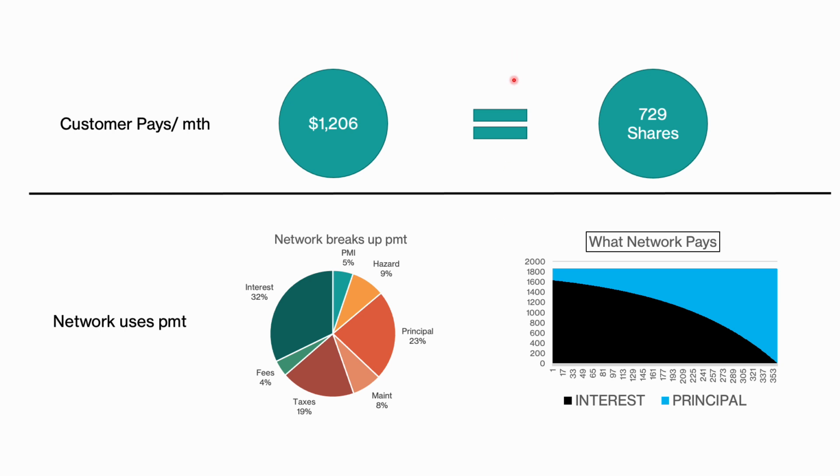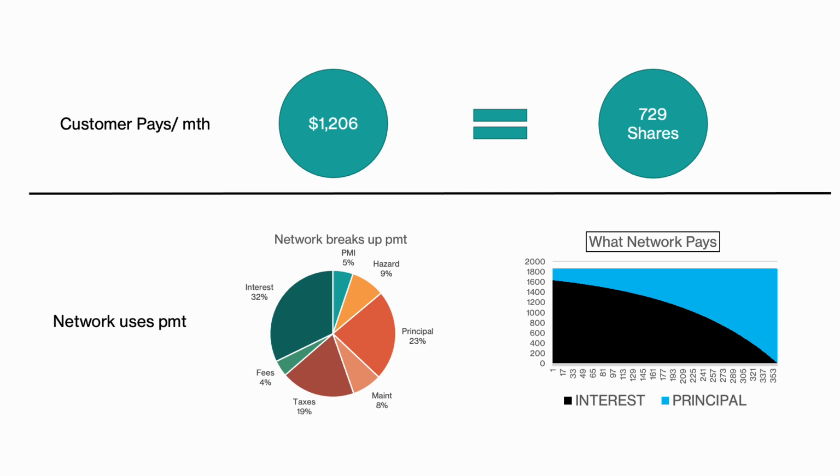All right, so this example is taken from case study 4 in the pathing field guide. The top bar is what the customer pays. All they know is that they paid $1,206 and they get 729 shares. What the network sees is, all right, they give us that money, but we break it out into every expense bucket needed, and we pay the mortgage off according to the amortization schedule as intended.